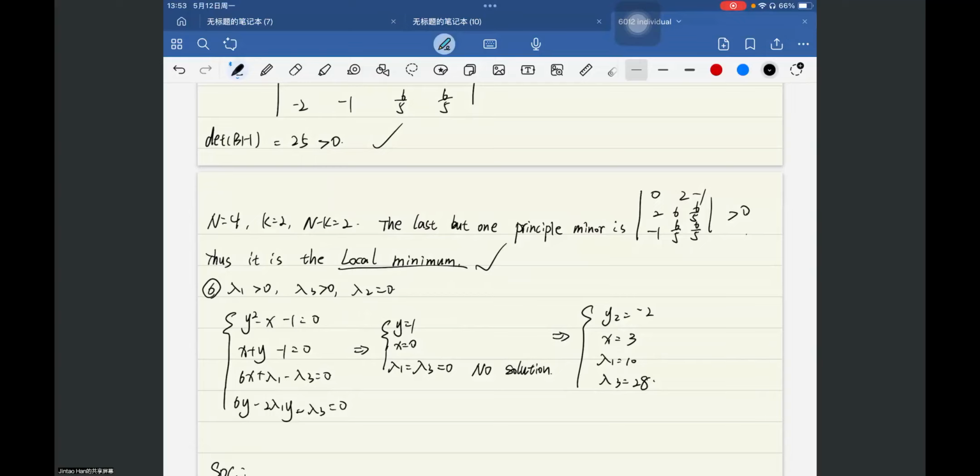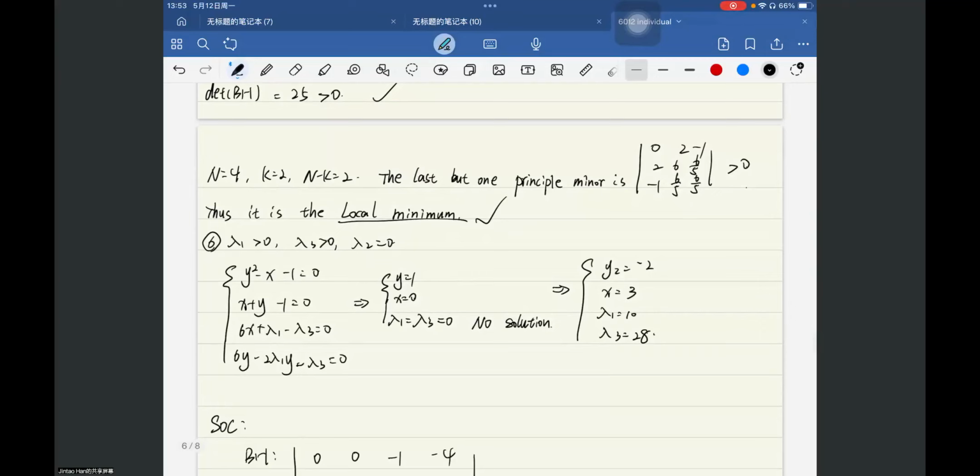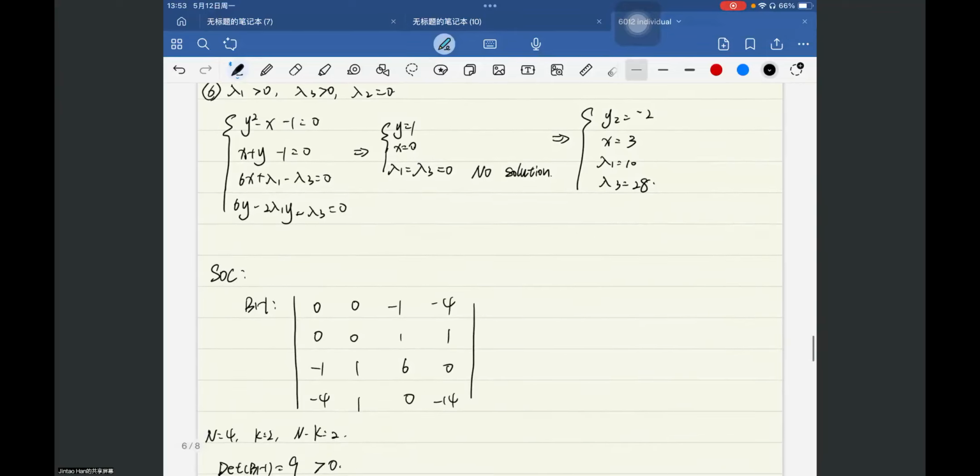In this case, lambda 1 is larger than 0, lambda 3 is larger than 0, and lambda 2 equals 0. In this case, we have two situations. The first is y equals 1 and x equals 0, but lambda 1 equals lambda 3 equals 0. That's no solution. Okay, let's move to the second situation. The y is equal to minus 2 and x equal to 3. Lambda 1 is 10 and lambda 3 is 28.